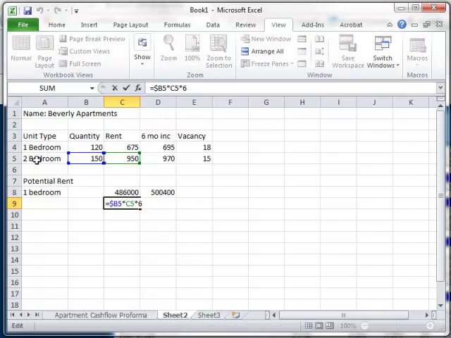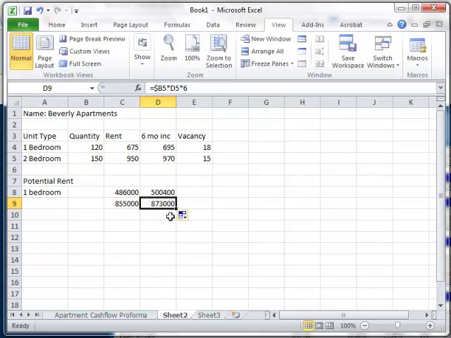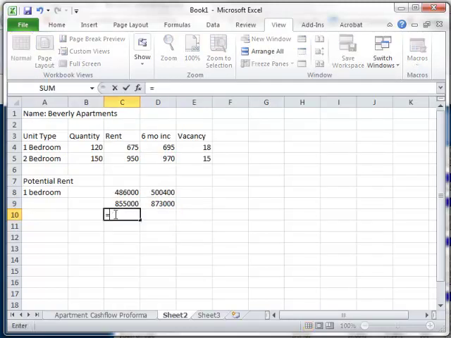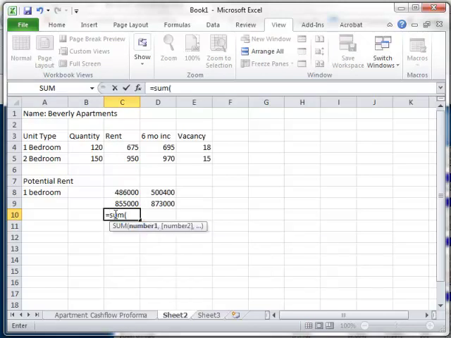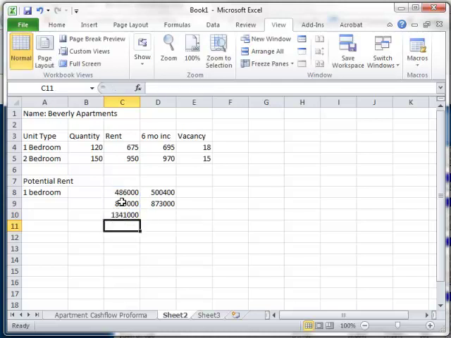It does our 150 2-bedrooms, and this one does our 150 2-bedrooms at the second 6 months rent. So if I just get a sum of all of these, and in Excel I can use the sum formula, equals sum, and just highlight these cells here, and that'll give me my total rent for the first 6 months. I can simply drag that cell over and it'll copy that formula.